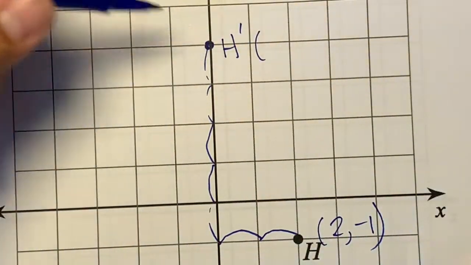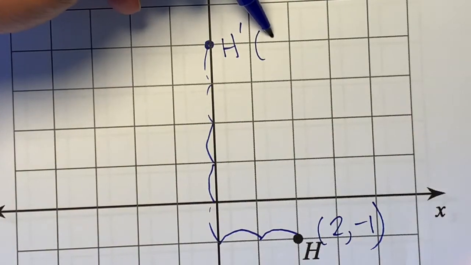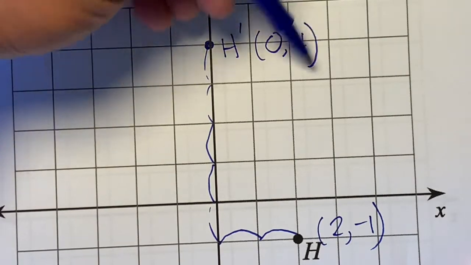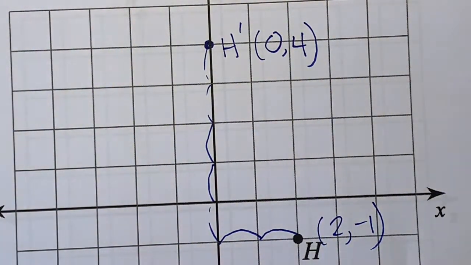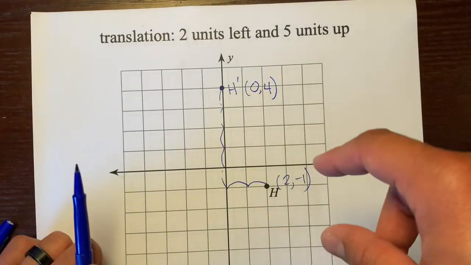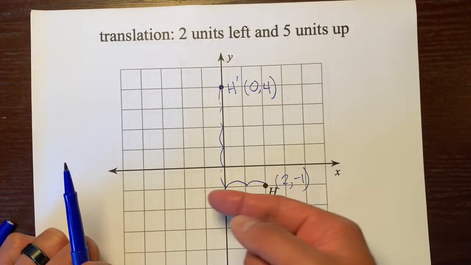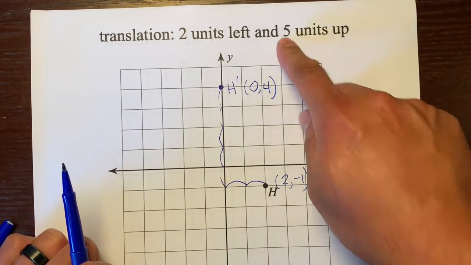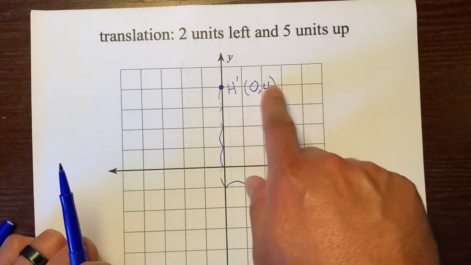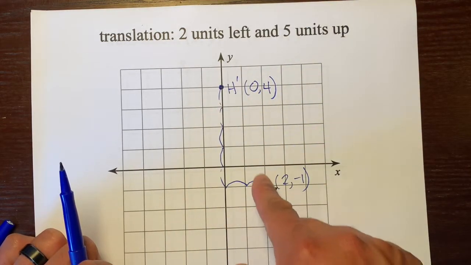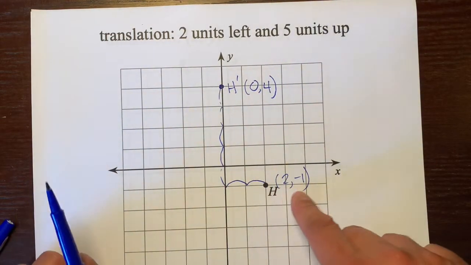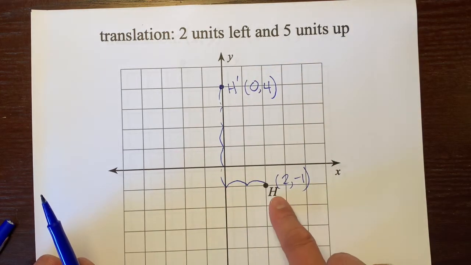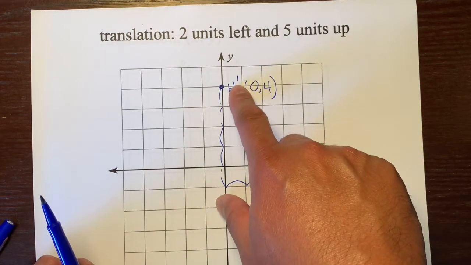And then the coordinates of that would be 0, 4. To the left means this way, so 2 minus 2 would be 0, and -1 plus 5, because that's going up, would be 4. So that's another way if you really didn't want to graph it, but here's how you do it graphically. So 2 units to the left, 5 units up, and this is H prime. Here is the original H, and here's H prime, 0, 4.